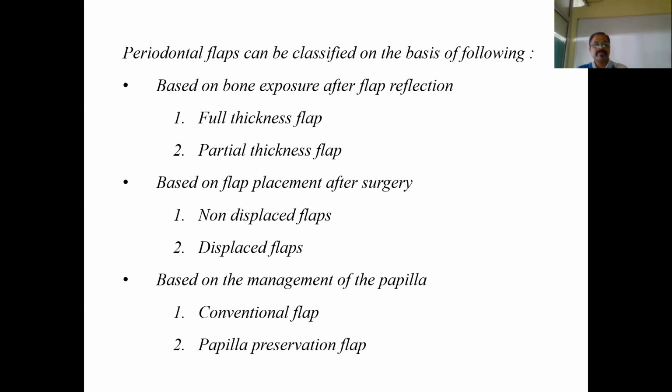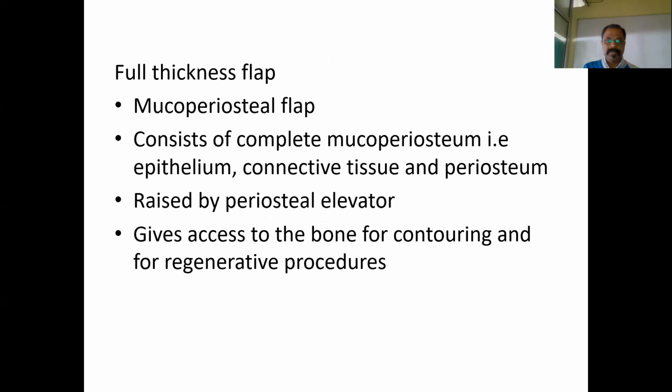The last one is how well you manage the papilla. Based on the management of the papilla, periodontal flaps can be classified as a conventional flap or a papilla preservation flap. So, three types: based on the bone exposure after flap reflection, full thickness or partial thickness; based on flap placement after surgery, non-displaced or displaced; and based on management of the papilla, conventional or papilla preservation flap. Right, so let's go into each one.